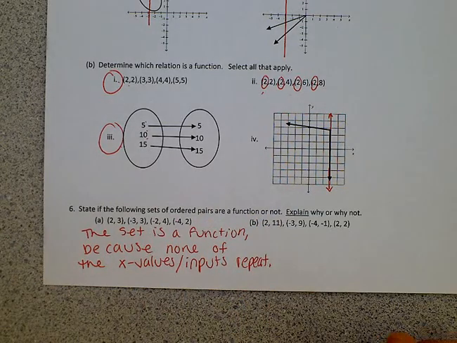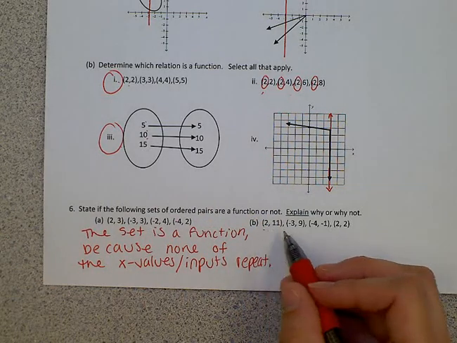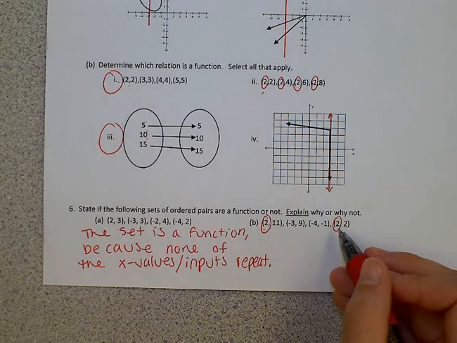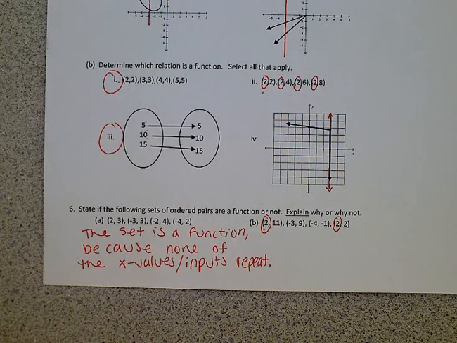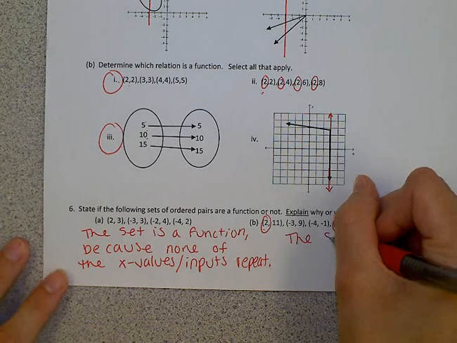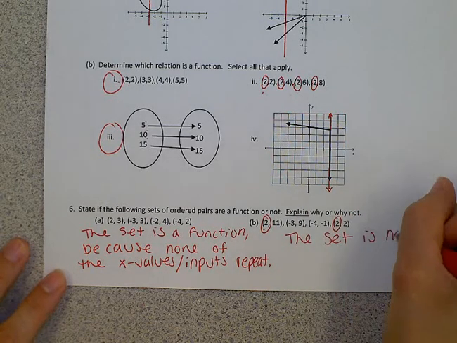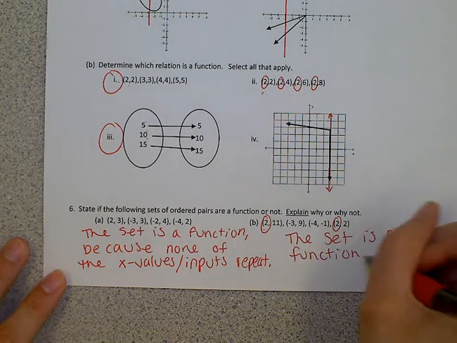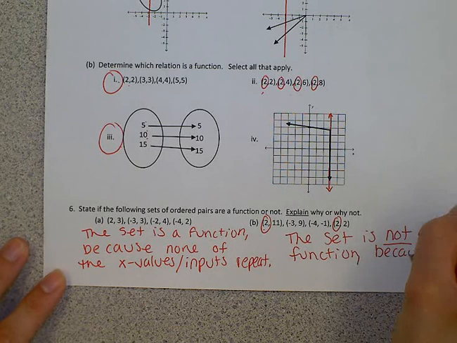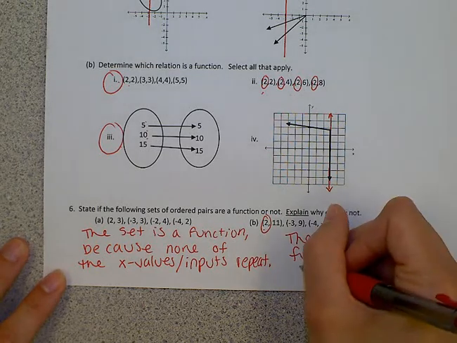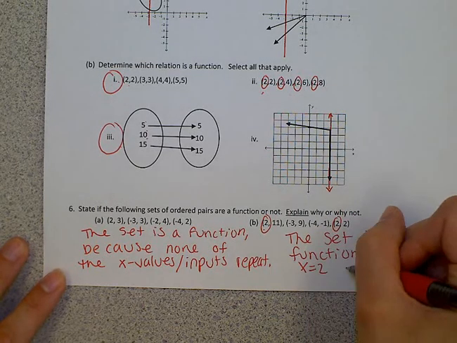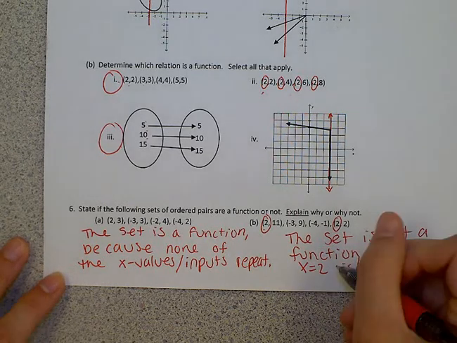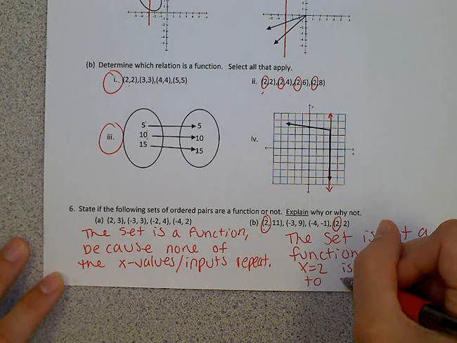Choice B, we notice that we have different values of x until we get to the end. We have 2 that repeats, and they are mapped to different y values, so the set is not a function. And that's because x equals 2 is mapped or associated with both 11 and 2.